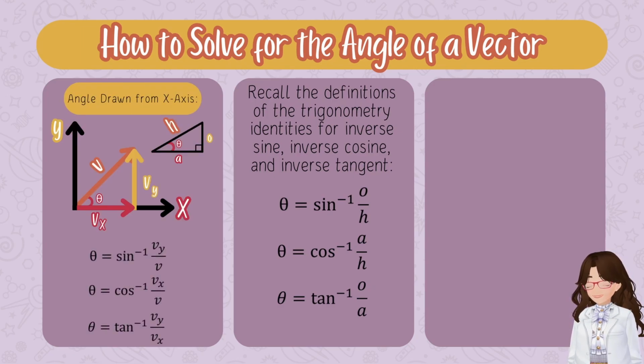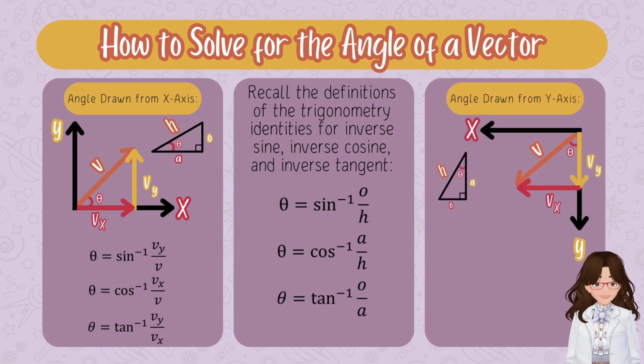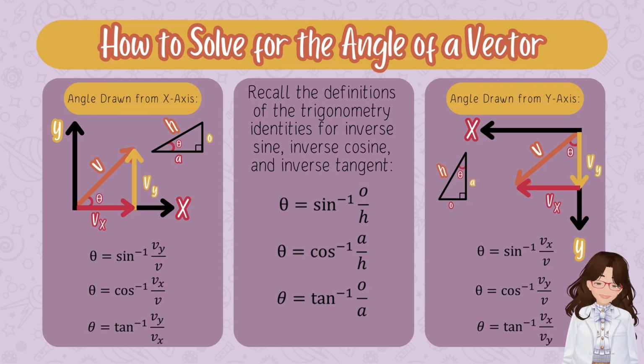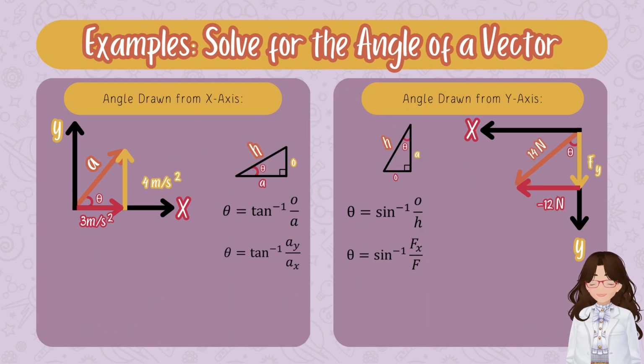Inverse sine theta is going to be Vy over V. Inverse cosine is going to be Vx over V. And inverse tangent is going to be Vy over Vx. Now, you must be thinking, what's the difference if it's drawn from the y-axis? Well, the main difference is going to be that Vx and Vy are going to swap places, just like how they did when we were using sine and cosine earlier. Let's go ahead and do some examples.